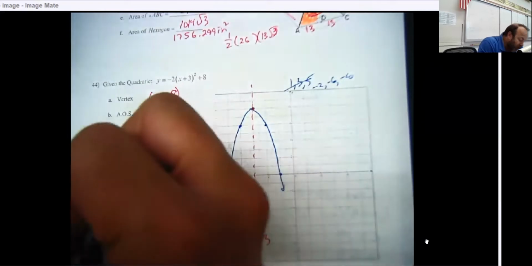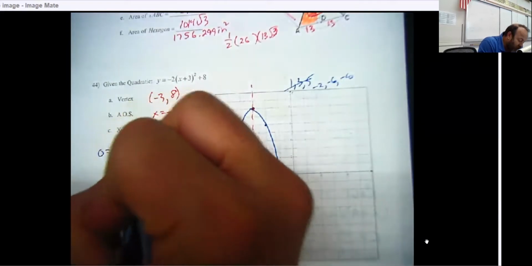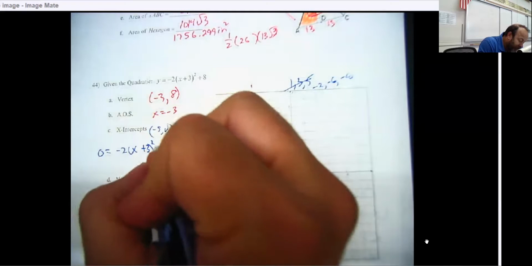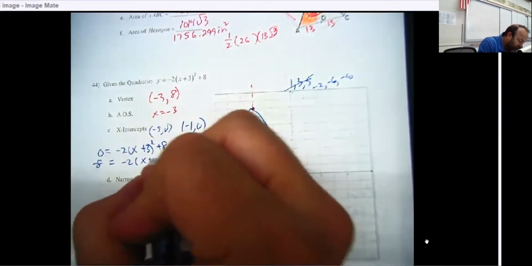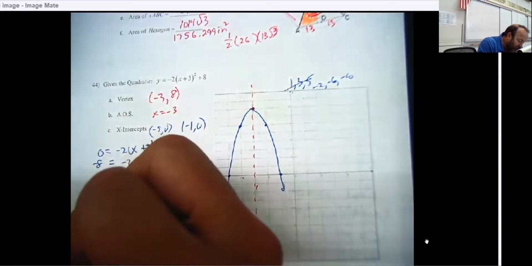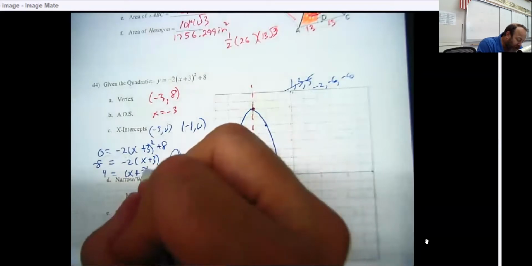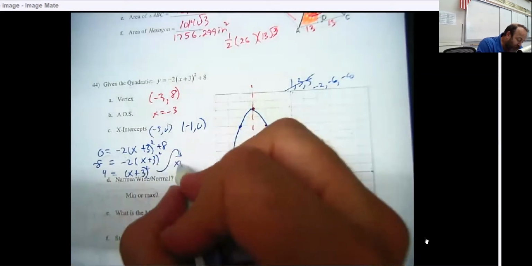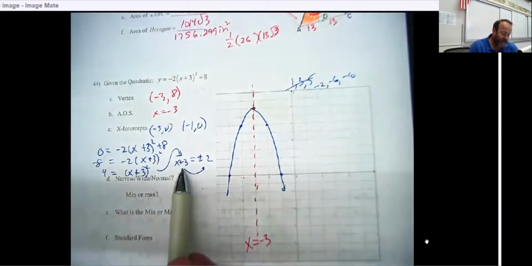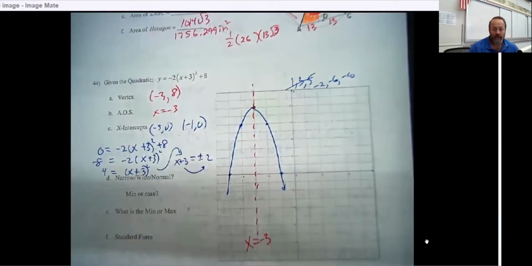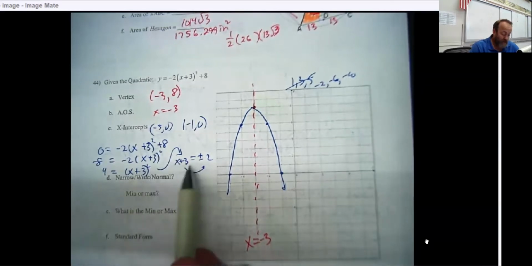Now keep in mind, I just said sometimes we get lucky and sometimes we don't, but if we didn't, we would just set 0 to it. Move the 8 across. Divide both sides by 2. Running out of room here. Let's take the square root of both sides. X plus 3 is plus or minus 2. And then when you add the 3 or subtract the 3 from both sides, these are the two answers you would get. But if it was not nice, we would still get the answers very dependably this way.